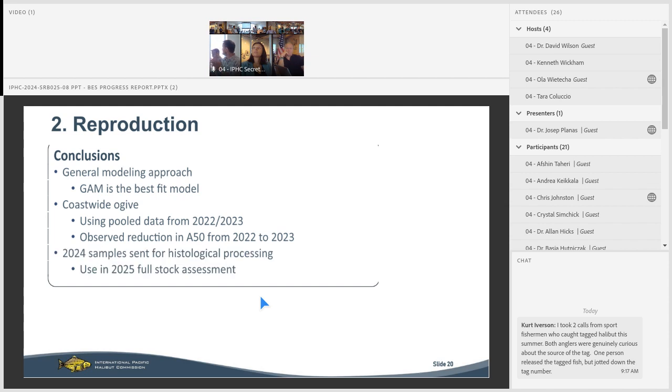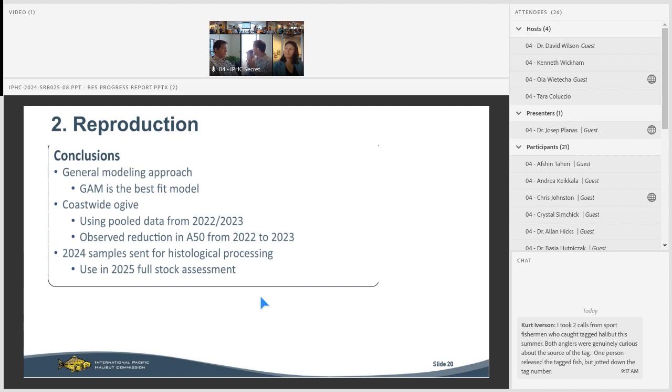And then in final conclusion, we have sent out all the 2024 samples for histological processing, and we're hoping to get through those this fall and probably early winter. And the goal is to incorporate all 3 years worth of data for the full assessment in 2025.